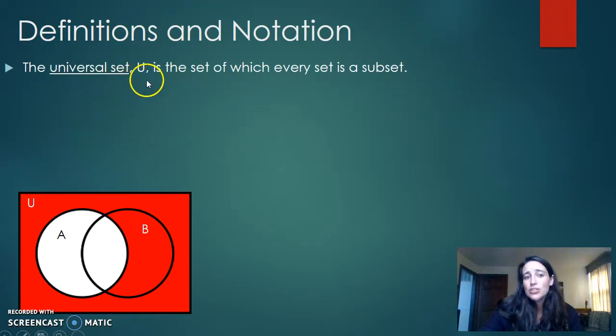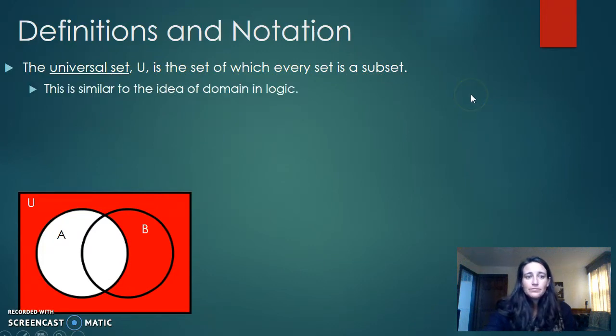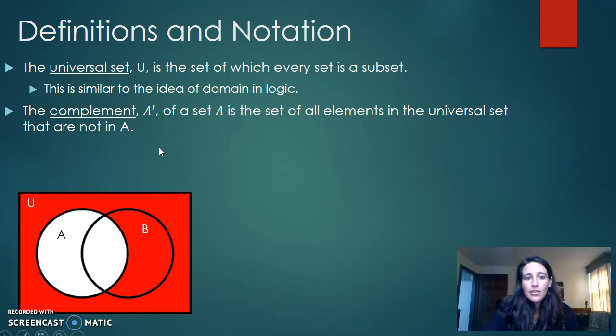The universal set U is the set of which every set is a subset. This idea is similar to the idea of domain in logic. It tells you where your elements are allowed to be pulled from. I've represented this pictorially down here. When we use a Venn diagram to represent sets and their union and intersection, we typically put the circles inside of a larger rectangle, and that rectangle represents the universal set.